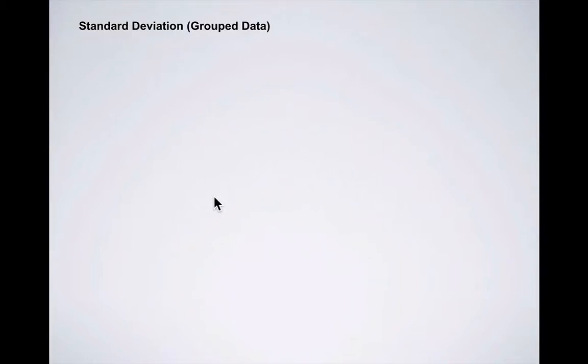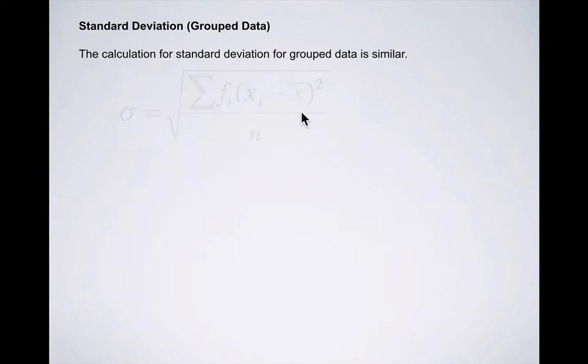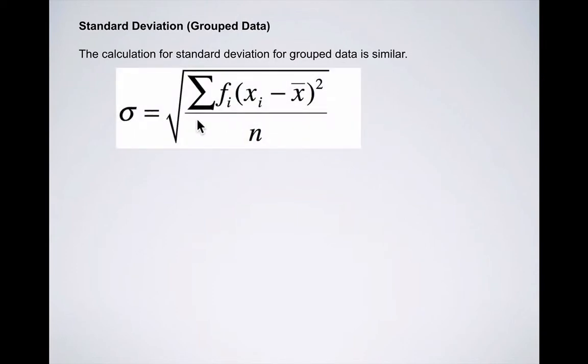So for calculating standard deviation of group data, we can use a formula that's very similar to the formula we used previously. So standard deviation is equal to the square root of the sum of the frequencies times the data values minus the mean squared. And you take the sum of that and you divide it by the number in the group. And if it's a sample, you divide by n minus 1.